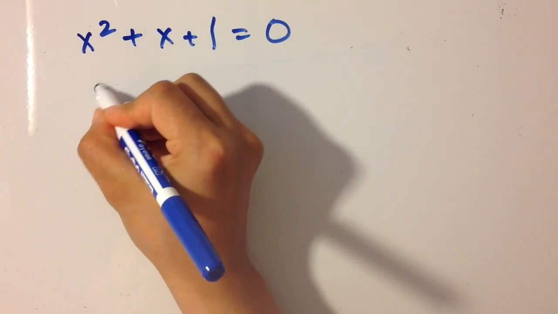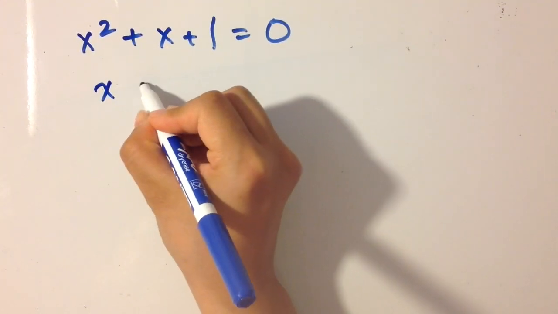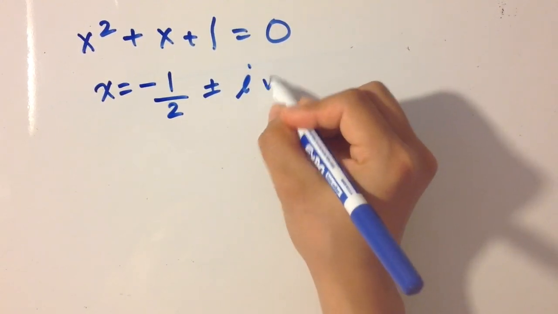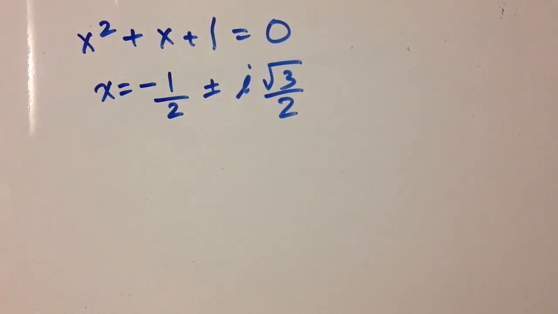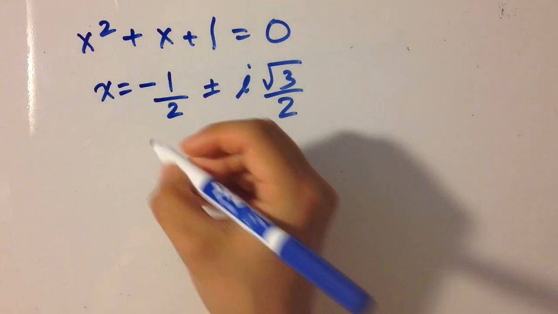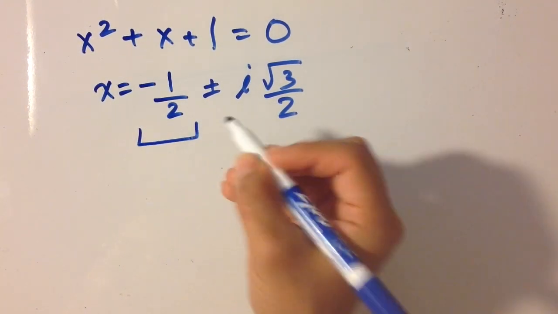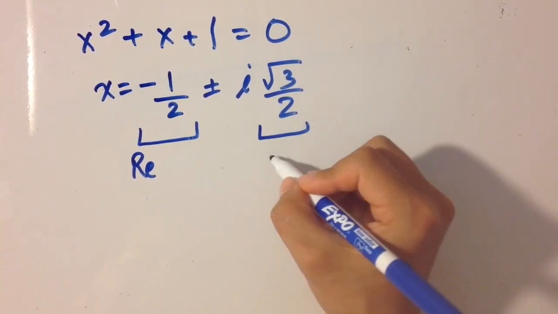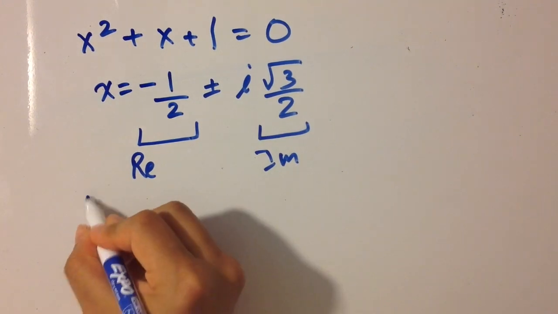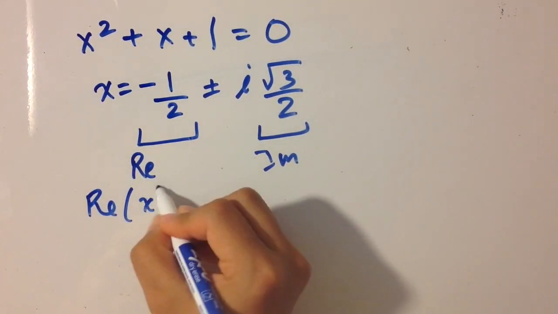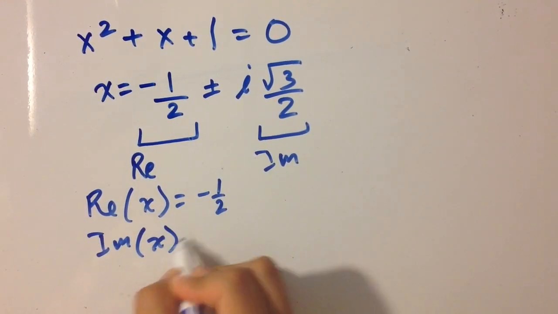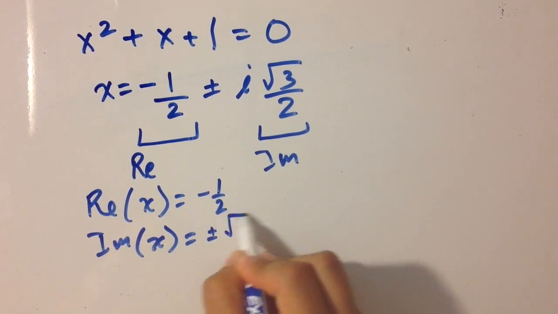Using the quadratic formula, we will find that x is equal to minus 1/2 plus or minus i square root of 3 divided by 2. In this case, x is a complex number. We refer to the first part as the real part and to the second part as the imaginary part. So we have that the real part of x is equal to minus 1/2 and the imaginary part of x is equal to plus or minus square root of 3 over 2.